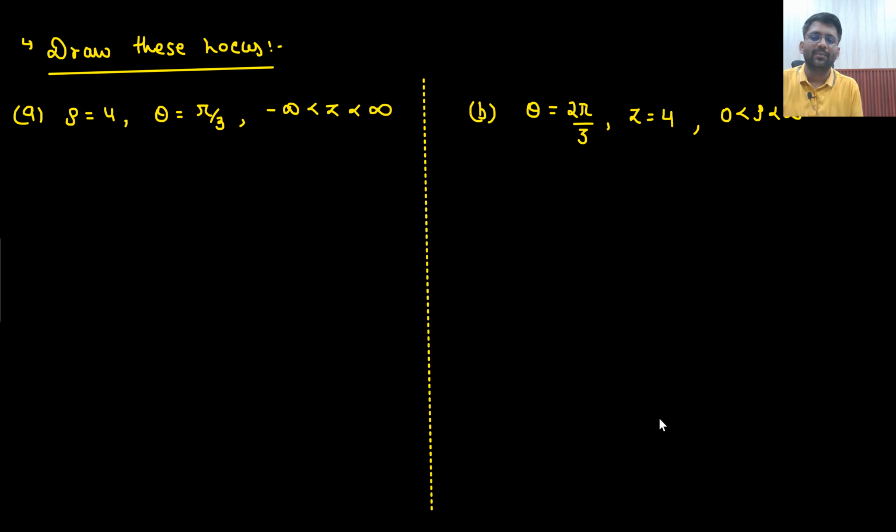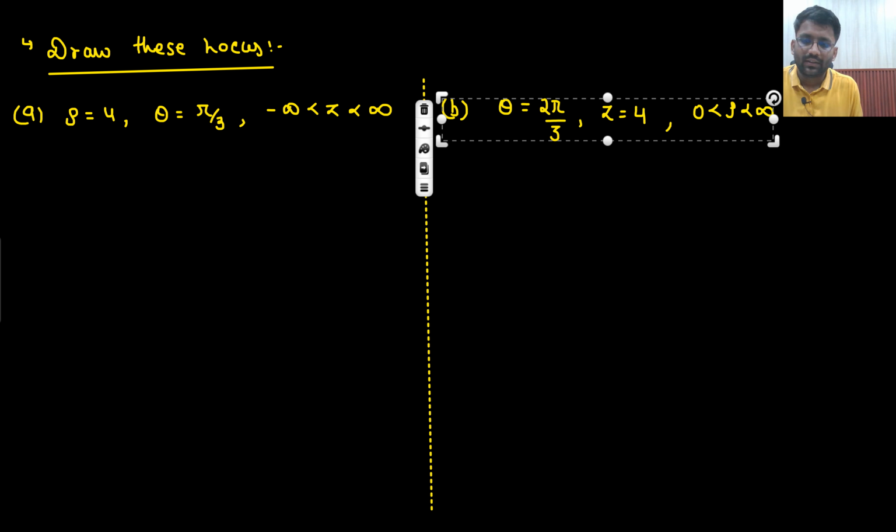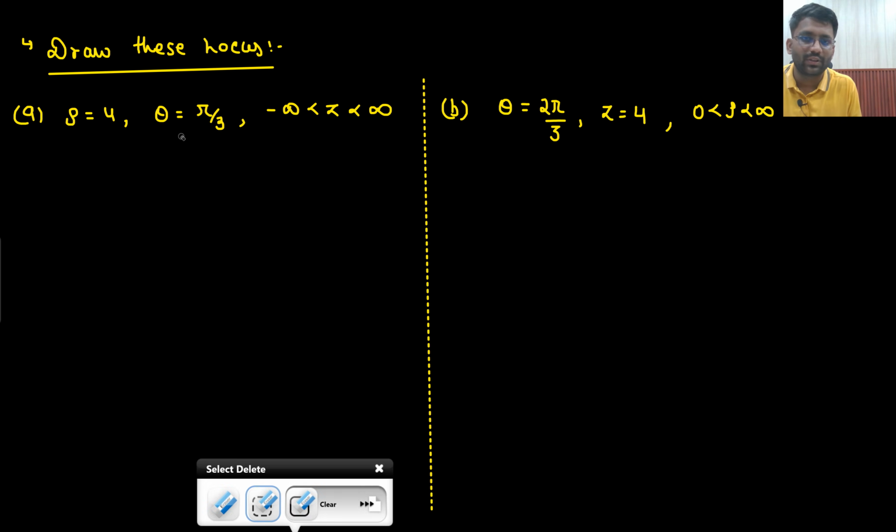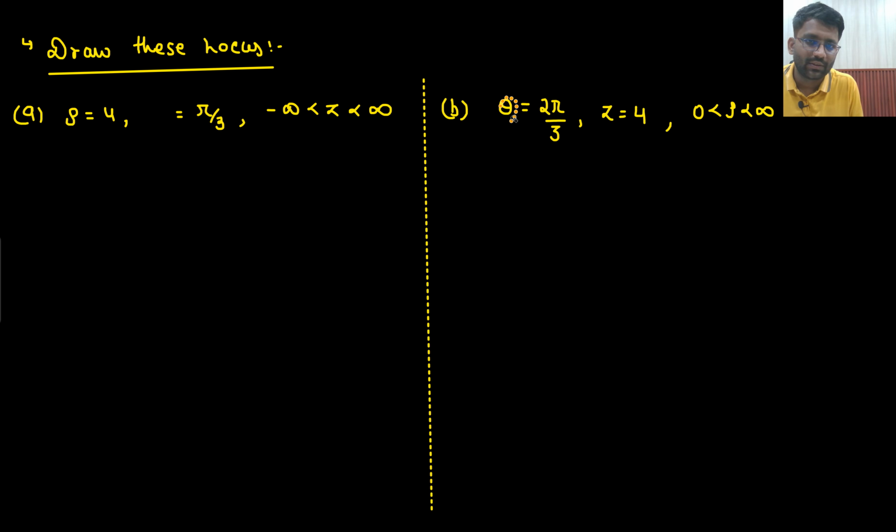Okay, now we need to make some locus. You can try doing it on your own. I will take a break and then come back. You draw this locus. Locus means: make the cylindrical coordinate system. Keep rho as 4. Rho is constant. Phi is also constant. This is not theta, this is phi.